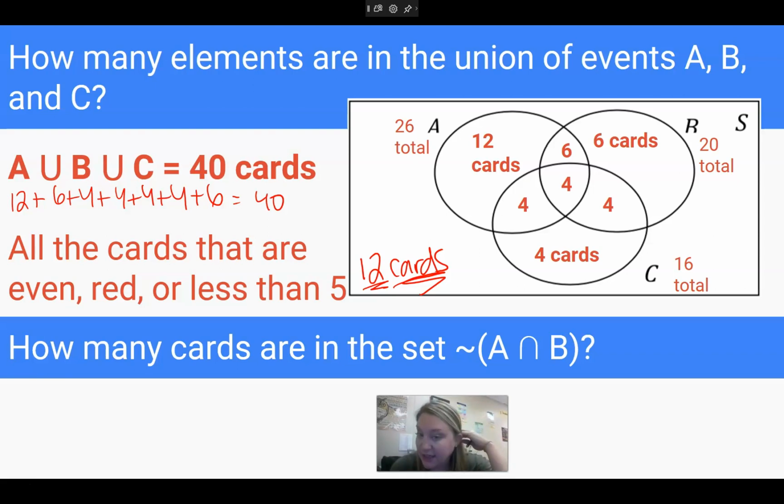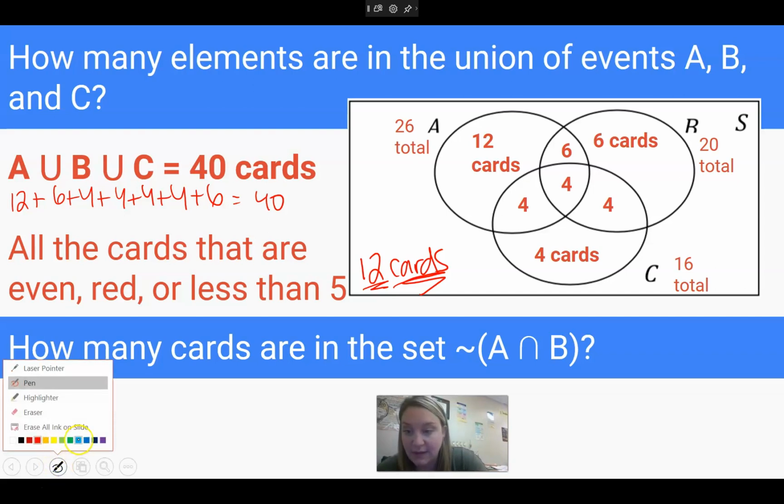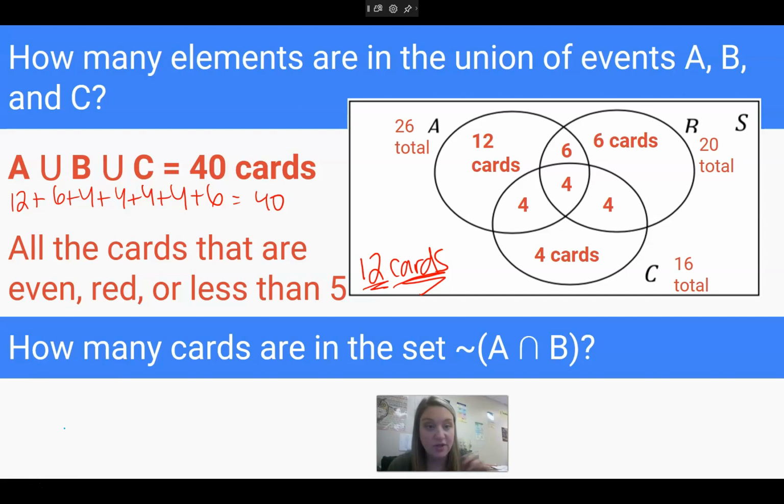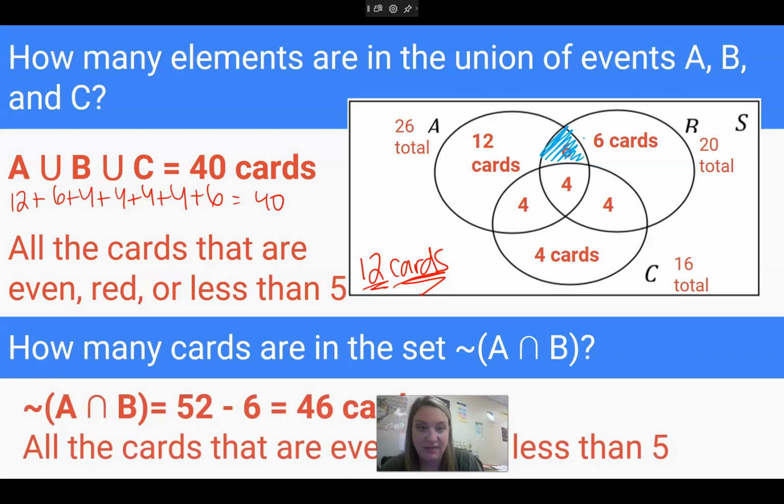Next question, how many cards are in the set not A and B? Remember that upside down, that's an N, intersection, right? So what is not in the intersection of A and B? So look up here. Again, I'm a very visual person. I like to make markings. If you have a pencil, I would lightly mark this. Not in A and B. Well, here's A and B, right? Not in A and B. That's that little section right there, okay?